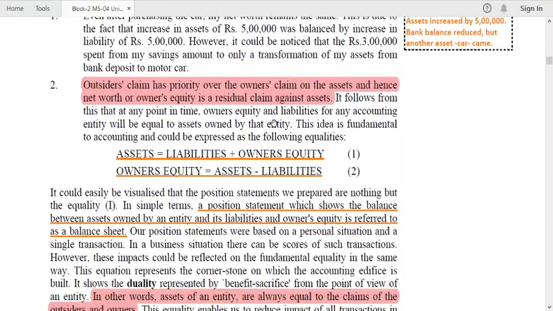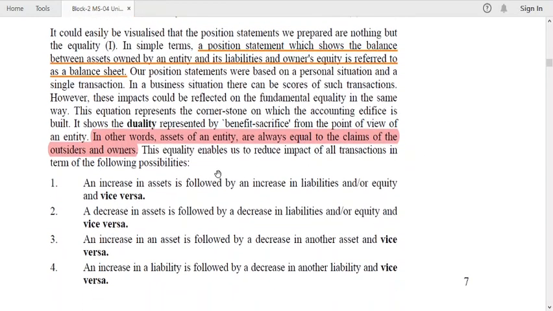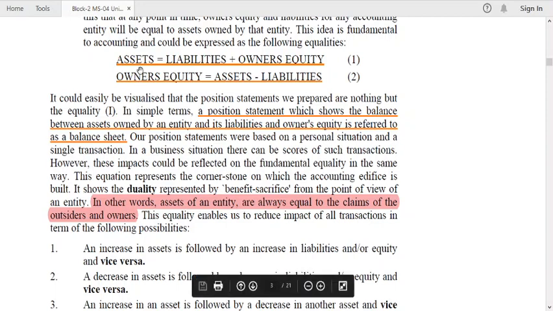claim. Okay, next, from this the accounting equation is: assets equal to liabilities plus owner's equity, or in other words, owner's equity equal to assets minus liabilities. A financial position statement which shows the balance between assets owned by an entity and its liabilities and owner's equity is referred to as balance sheet. This equation is the summary of the balance sheet. In other words, assets of an entity are always equal to the claims of outsiders and owners. The explanation for this equation is assets are equal to claims by outsiders and claims by the owners.